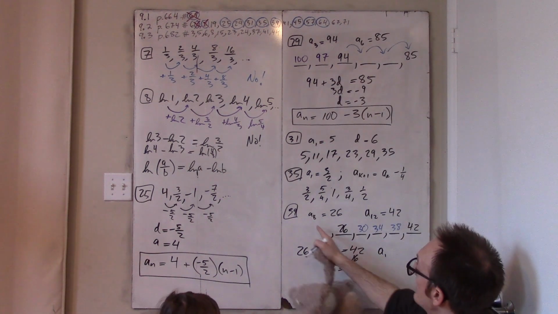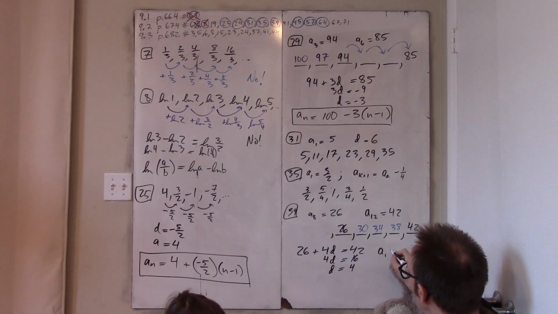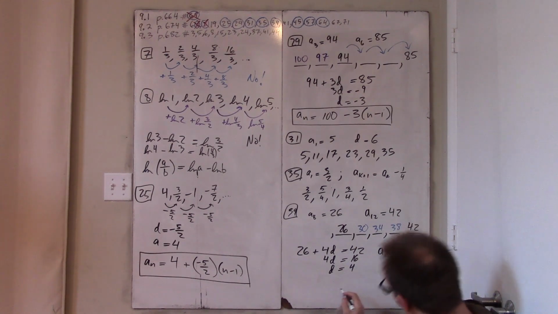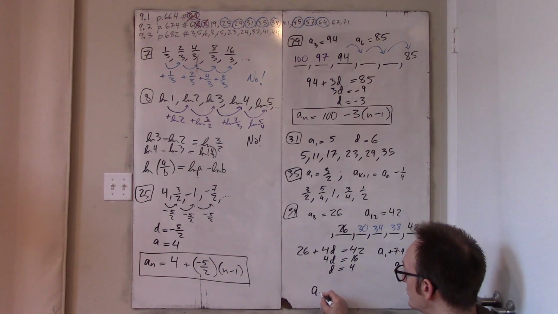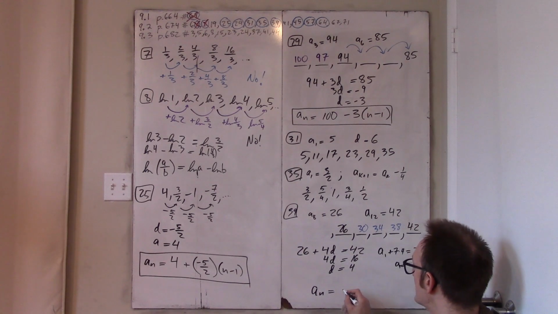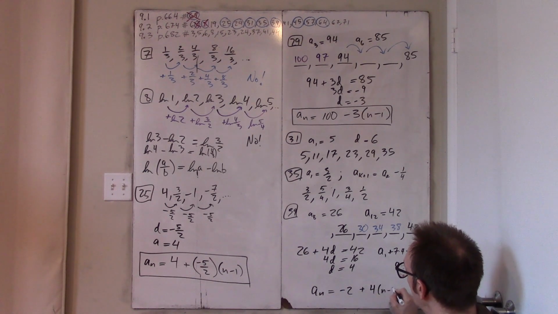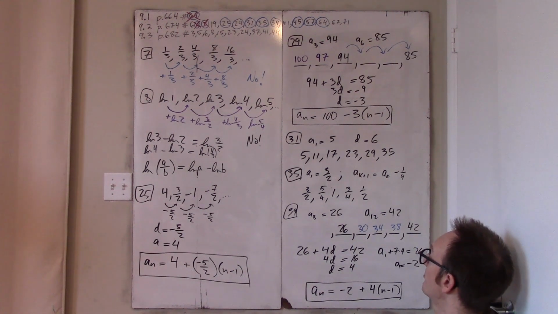But I know that to get to the 8th term, I would have to add d 7 times. So the first term plus 7 times 4 would give me 26. And so that tells me that the first term has to be -2. Once I know that, one simple way of writing the general nth term is -2 plus 4 times n minus 1. So I add 4, n minus 1 times, to the first term, which I determined was -2.